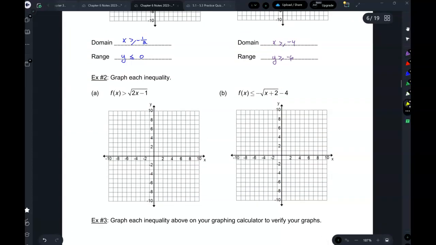Well, those are fun, but let's step it up a notch, right? What if you have inequalities? What if you have f of x is greater than root 2x minus 1? Okay, so we're going to do this.